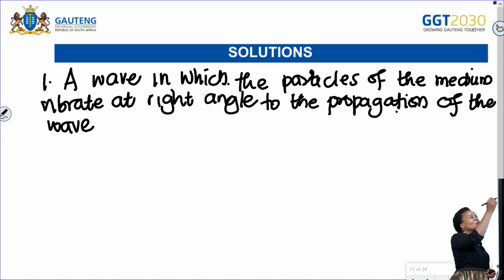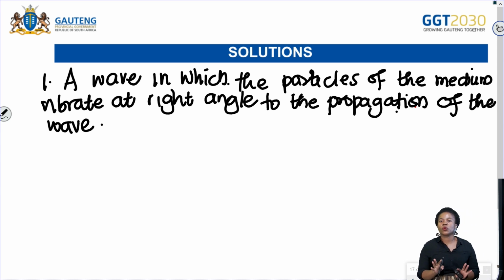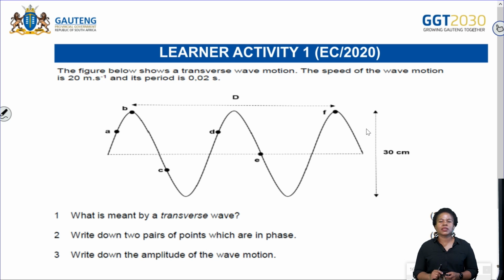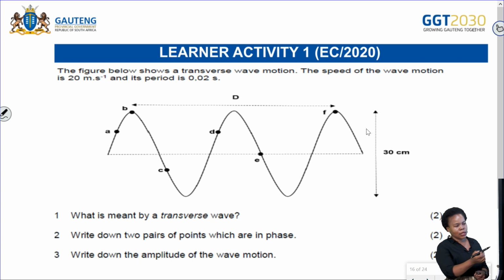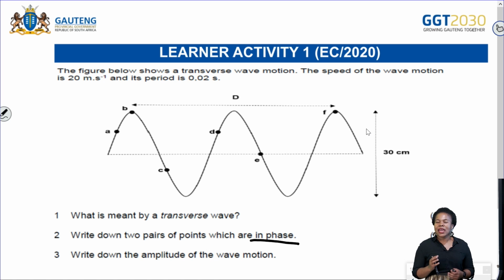And that's how you get your 2 full marks. Let's go back a little bit. Number 2 is saying write down 2 pairs of points that are in phase. Remember on the last activity that we did? They have to be in the same state of vibration. So in this diagram that we're given, in this transverse wave that's in motion, what are those points that are in phase? A and D are in the same state of vibration.